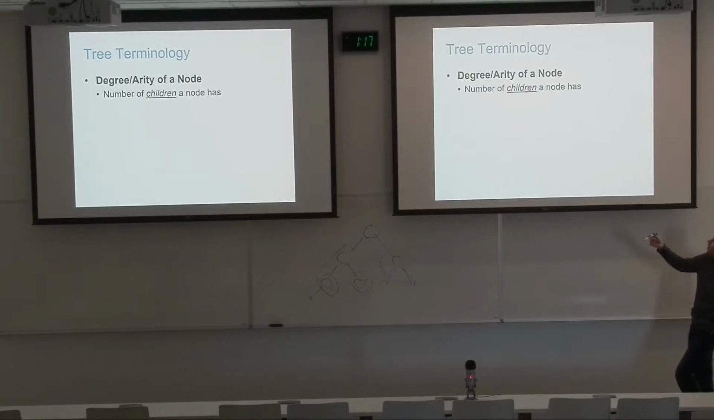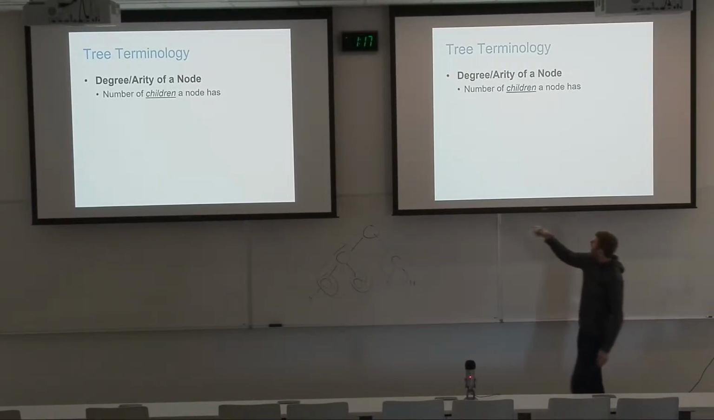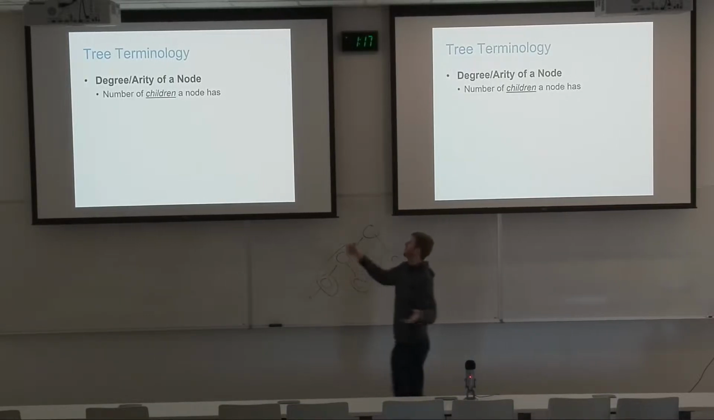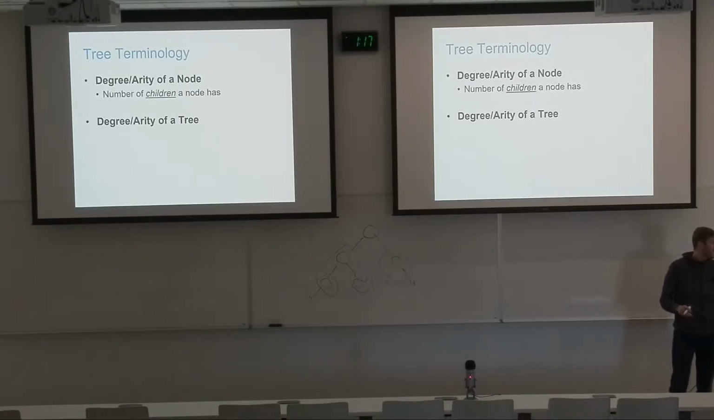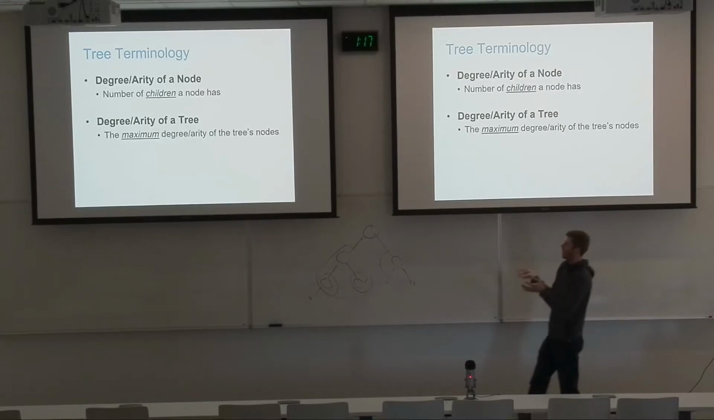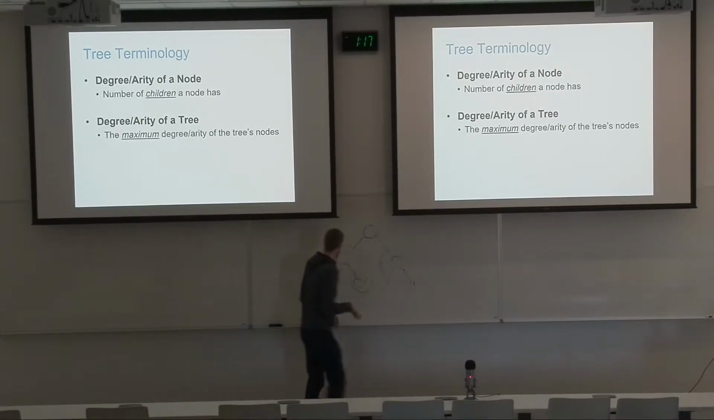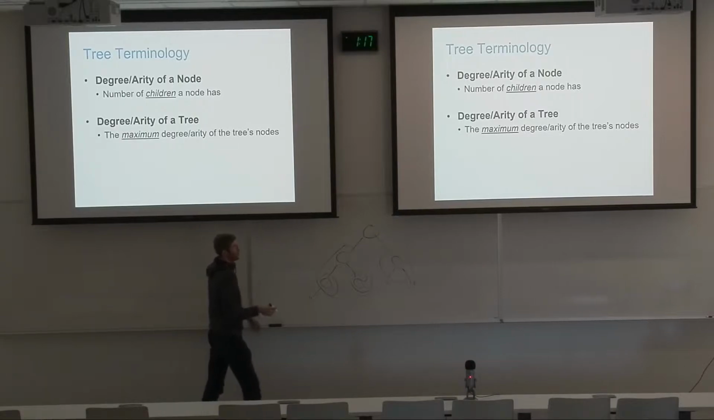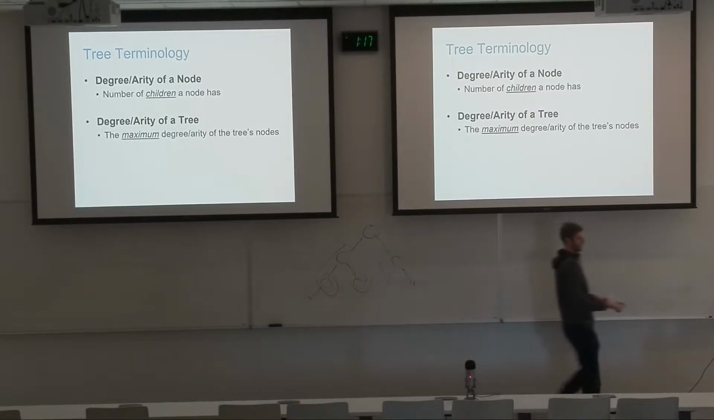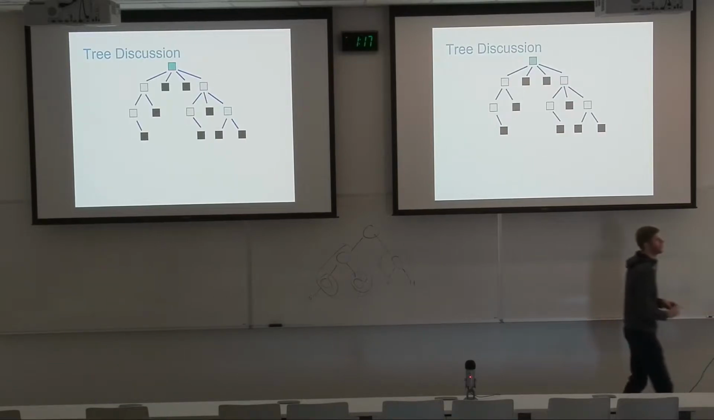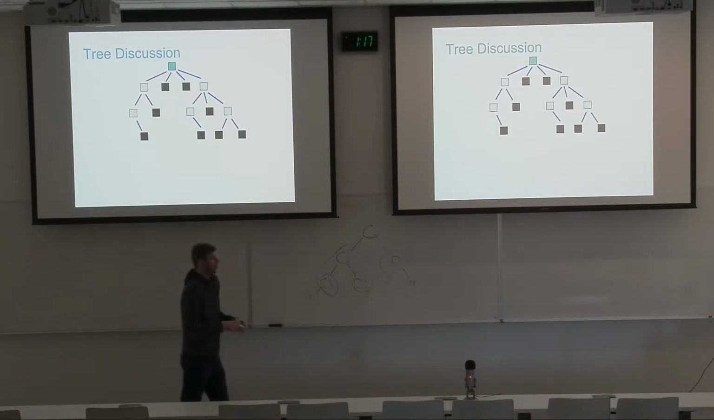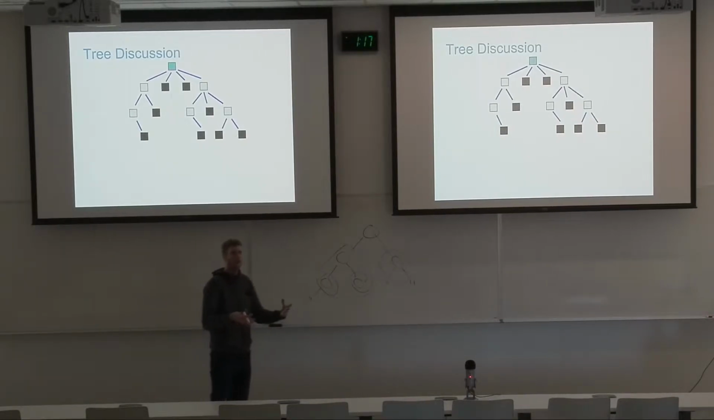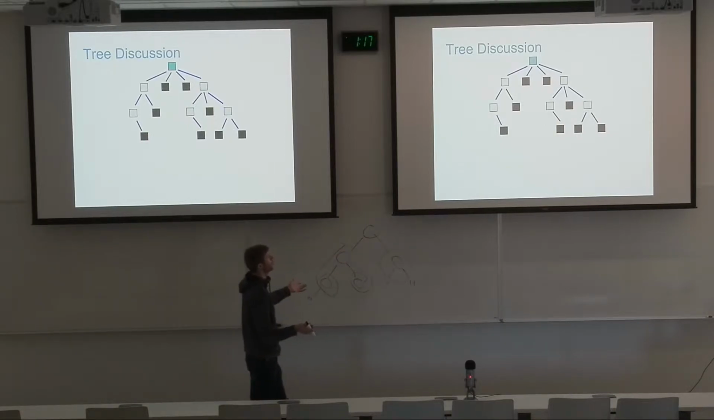Degree or arity of a node, that's the number of children a node has. Not the total number of edges, I guess, it's the number of children a node has. The degree of the tree is going to be the maximum degree of all the nodes. So in this case, this looks like it's going to be 2. But in our example, what's the degree of this tree? Well, you look at all the nodes, find the one that has the maximum number of children, and the degree of the tree is going to be that. In this case, it looks like it's going to be the root, which has 4 children. So the degree of this tree is 4. Cool.